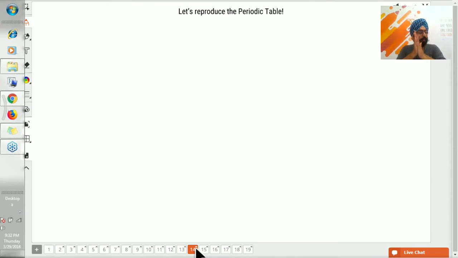Now comes the time for the challenge. Let's reproduce the periodic table. Now, I've been bragging about this periodic table, right? That you'll be able to memorize it fully, you'll be able to reproduce it in less than 2 minutes, and so on and so forth. Let us see if that actually can be done.